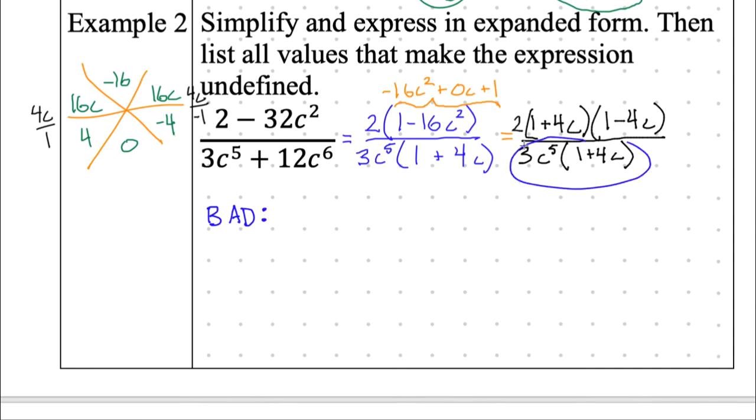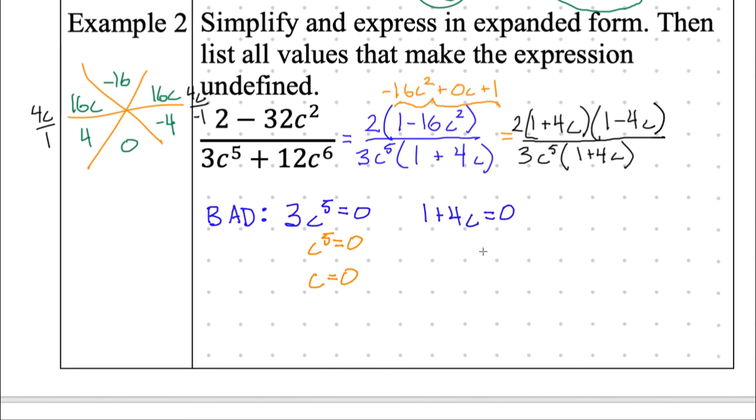I'm going to set both of these two things that are being multiplied, this 3c to the power of 5 and this 1 plus 4c, both of these are going to be set equal to 0. So I have 3c to the power of 5 is equal to 0, and I have this 1 plus 4c is equal to 0. All right, so solving both of these, divide both sides by 3, and I get c to the power of 5 is equal to 0. And once I take the fifth root of both sides, c is equal to 0.